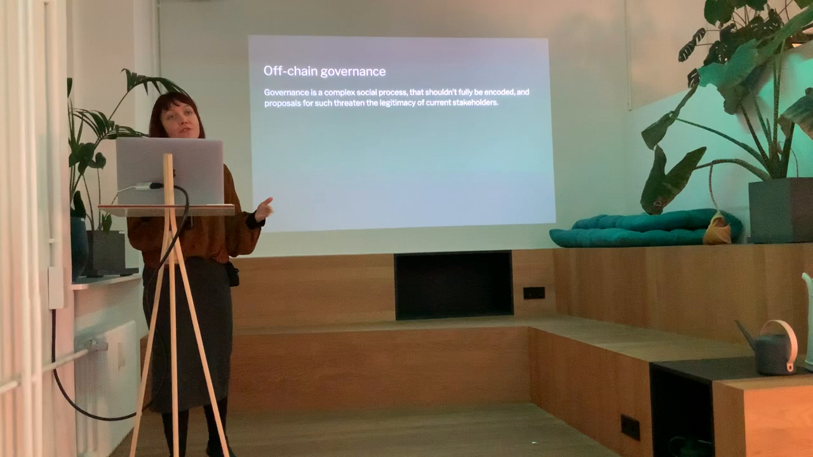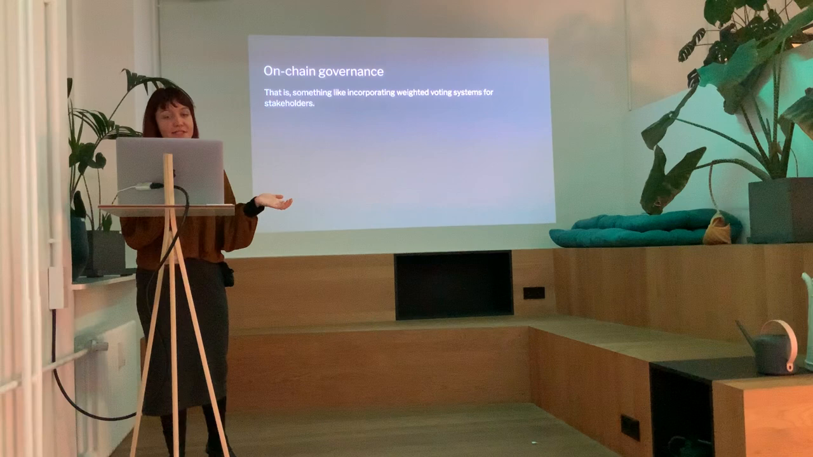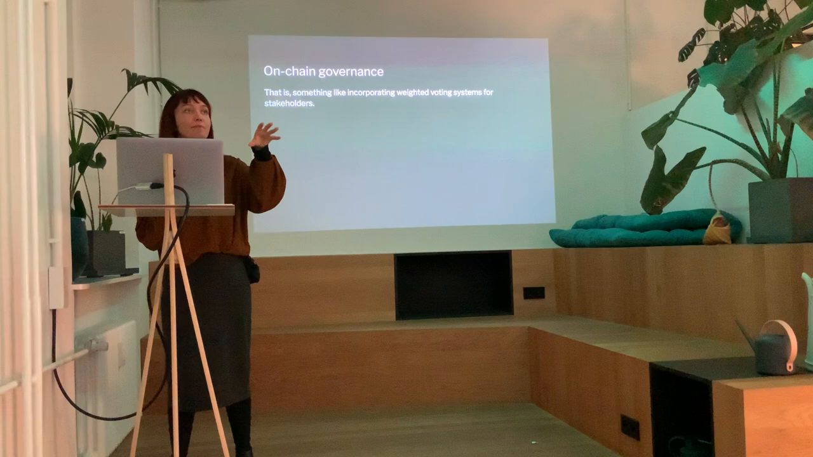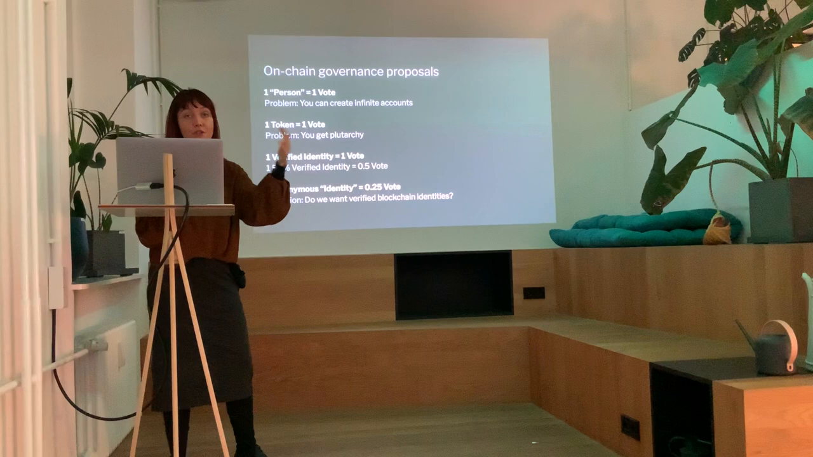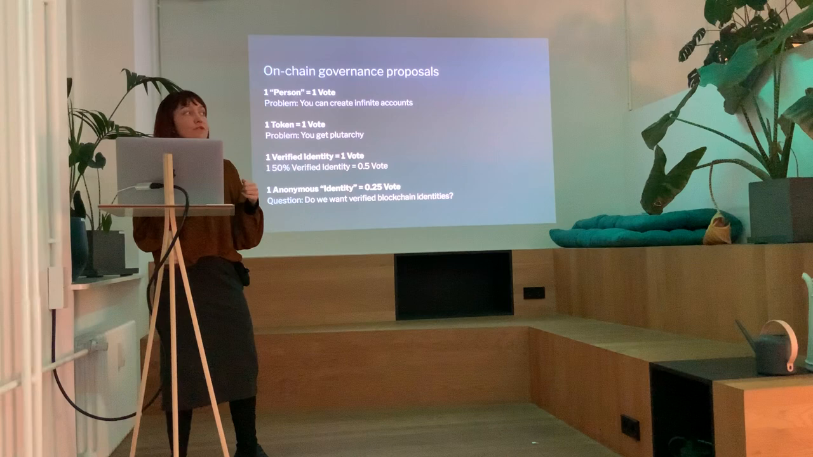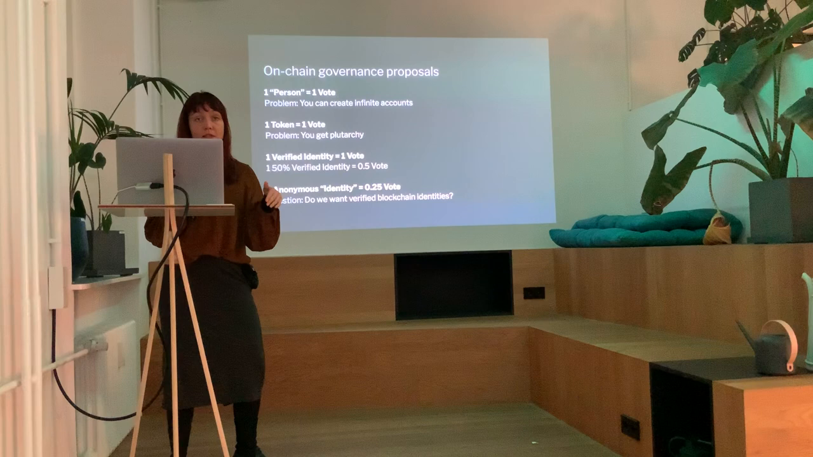And then on-chain governance would be something where you have a clear representative image of that particular act on-chain. So that could be something like incorporating weighted voting systems for stakeholders, or simple things like one person, one digital identity gives you one vote in a software-based organization. You could also do one token, like in the case of Ethereum, one token gets you one vote. And the problem there is you get plutocracy, like rule by the wealthy.